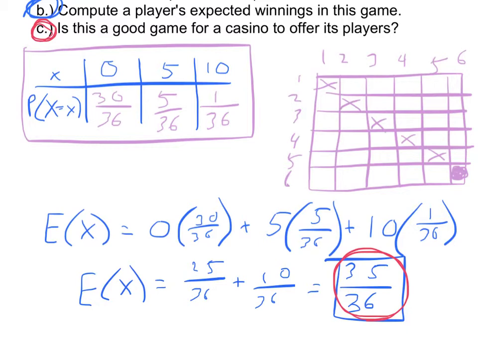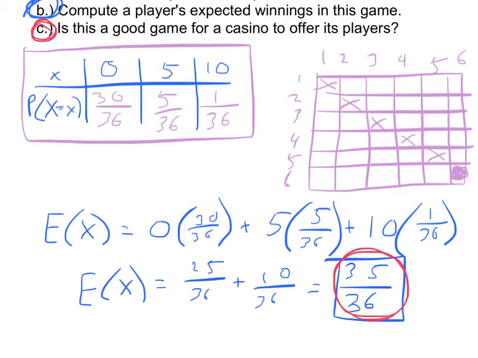A casino, in some sense, should love this game because it means that players are slowly losing. If a player plays 36 times, we should expect them to win, and actually think about this fraction, $35. That's great. That means that if they play 36 times, the casino wins $1 in the long run, which on the one hand is not enough money, so maybe a casino wouldn't like it because they won't make money fast enough. On the other hand, players feel like, hey, this is a good deal.